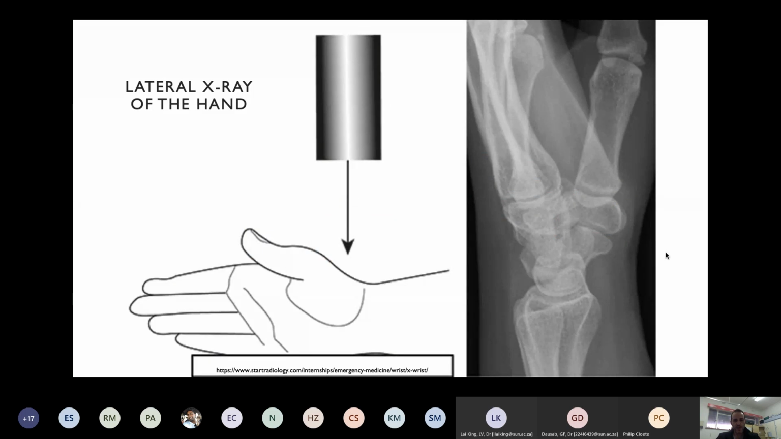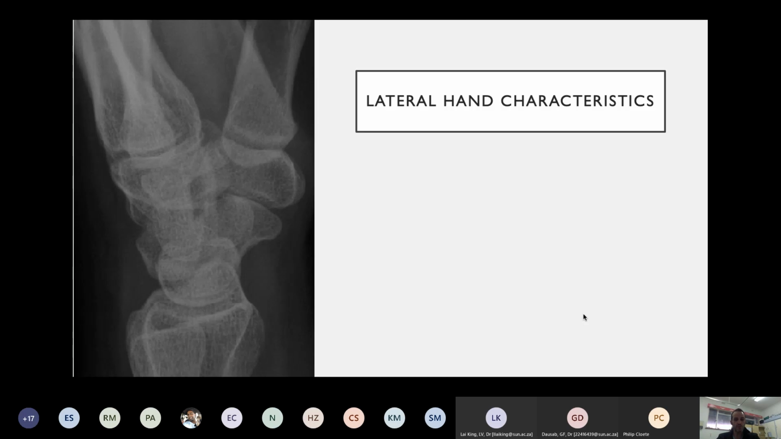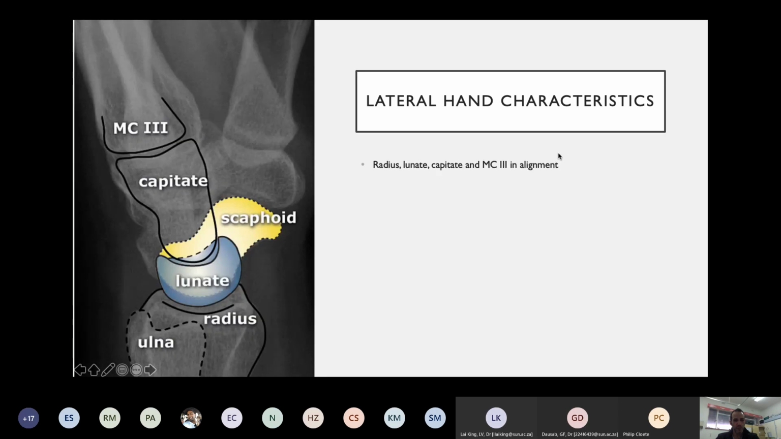Okay, looking at the lateral X-ray of the hand, the hand is placed with the thumb slightly abducted, and that gives us a view through our carpal bones. I'll talk about alignment, what we want to see on the lateral hand. We want to make sure that the radius, the lunate, the capitate, and the third metacarpal are in alignment, so they should follow a straight line, that all contours are smooth and that there are no visible irregularities. Obviously, if there are any irregularities, we need to worry about a fracture.